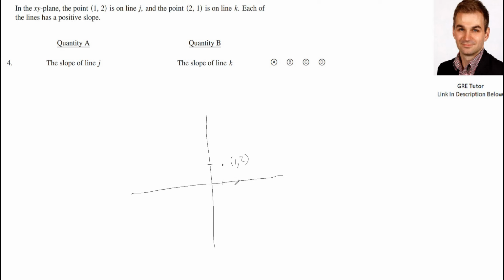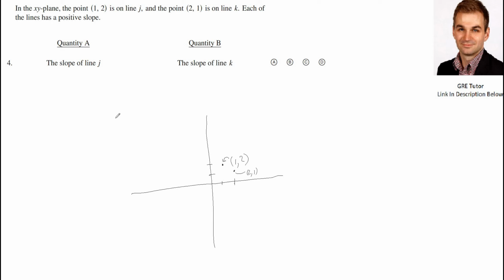Okay, so you go over to (2, 1), which is right here. And this is (2, 1). So this is (1, 2). So (2, 1) is on line K, and (1, 2) is on line J. Each of the lines has a positive slope, so you know that they're positive.